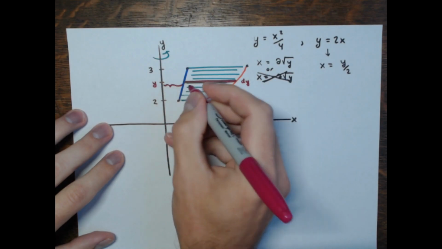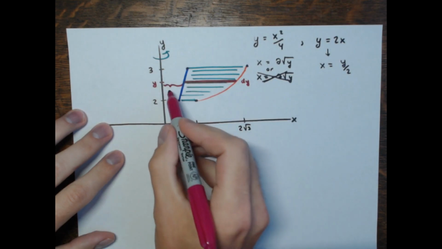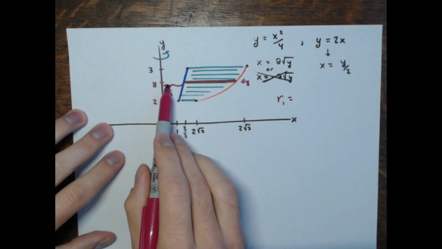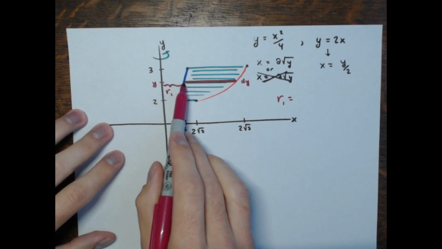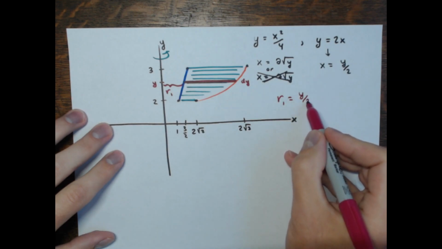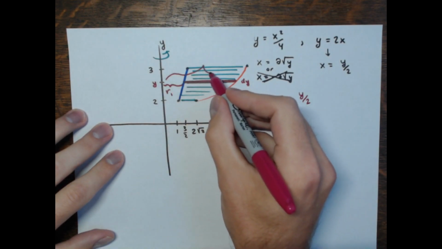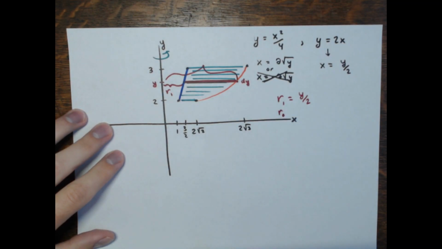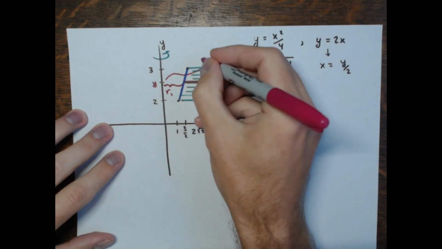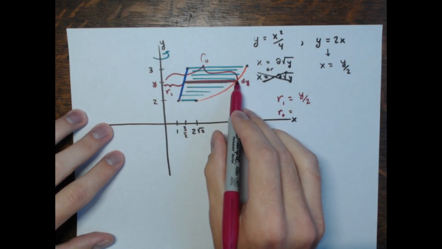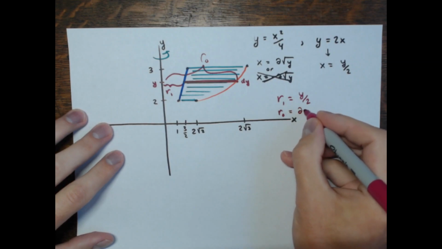Then for the washer, the inner radius will be the distance from the line to the left curve. That's just the x coordinate of that left curve, and the x coordinate in terms of y on that left curve is half of y. So the inner radius in terms of y is half of y. The outer radius is the distance from the line to the right curve on that thin rectangle, which is the x coordinate of the point on the right curve. In terms of y, that's 2 square root of y.